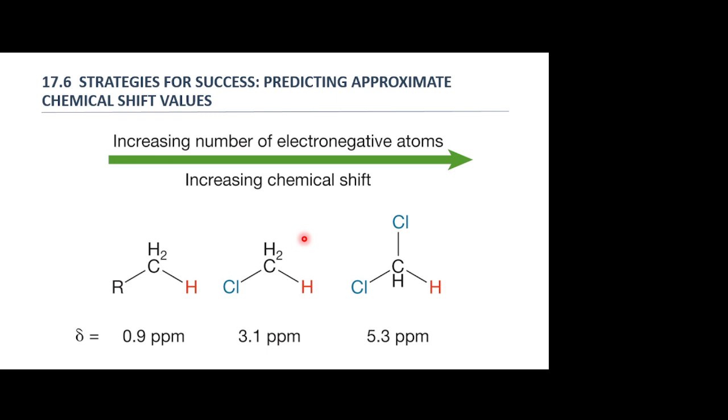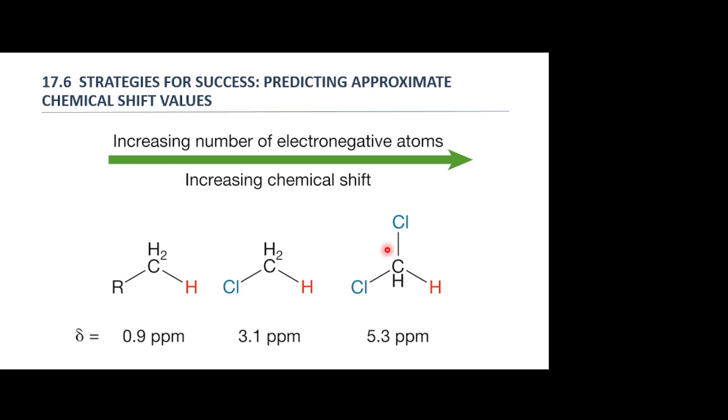Okay, and so this right here is an increasing number of electronegative atoms. Here we have just the methyl, and then we change hydrogens to chlorines so we can see what sort of effect they have. We put one chlorine on it, and it goes from a 0.9 to a 3.1 chemical shift. The units for chemical shift are typically going to be something like delta ppm or just ppm, right? And so we add another chlorine, and what happens to the chemical shift? Goes up, doesn't it?